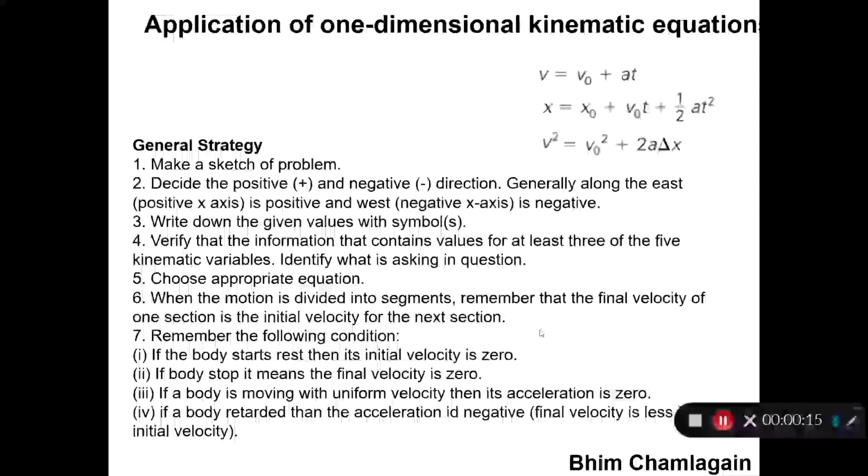Basically, there are three equations of motion and five different physical quantities are related. First one is initial velocity, v naught, final velocity, v, time of travel, t, acceleration, a, and displacement, which is along the x direction, delta x, which is the difference of final position and initial position.